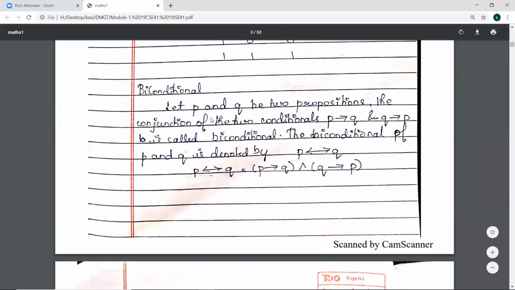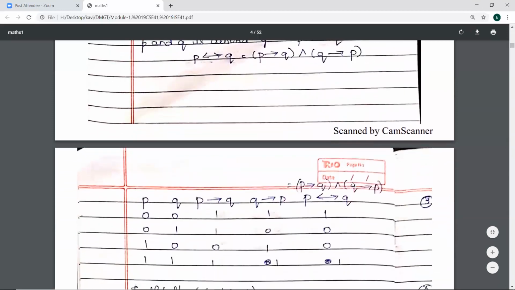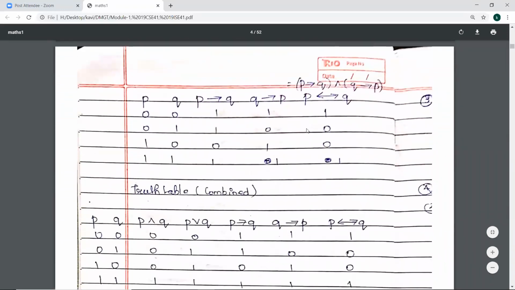So consider two propositions P and Q. The conjunction of two conditionals, P implies Q and Q implies P, is called biconditional. So the definition for biconditional is: P biconditional Q is equal to P implies Q and Q implies P. So the truth table for biconditional is this.